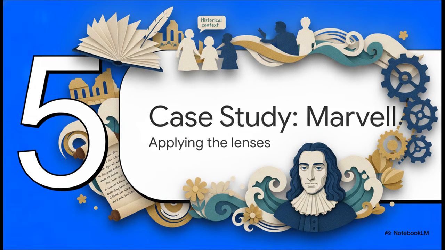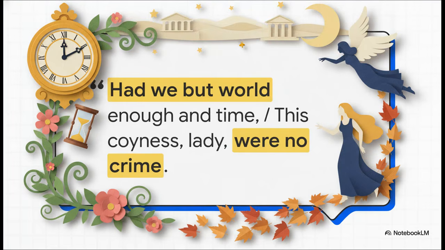Case study: Andrew Marvell, applying the 3 lenses to a classic poem. There's this very famous line from Andrew Marvell's poem, To His Coy Mistress, and it goes like this: "Had we but whirled enough in time, this coyness lady were no crime." Now, on a purely literal level, this is your classic Carpe Diem poem. Carpe Diem basically means seize the day.